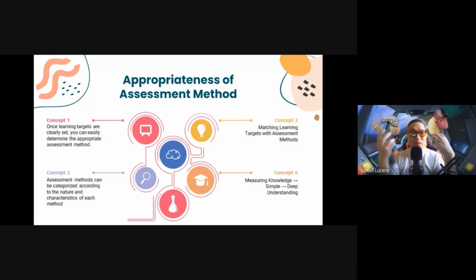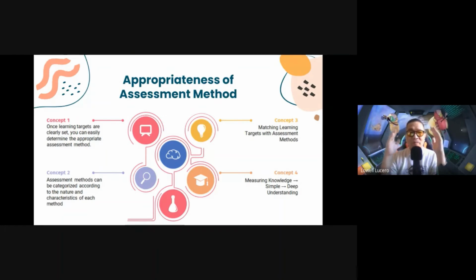Hindi pwede low level yung, let's say, yung objective mo is to identify the parts of the flower. Tapos yung assessment mo is to explain the functions of the flower. Di siya match, di ba? Sometimes we tend to forget this. Always refer to your objective. Yung objective is to identify the parts of flower. Bakit mag-explain yung bata? So, pa-identify mo sila sa assessment. That's the matching.